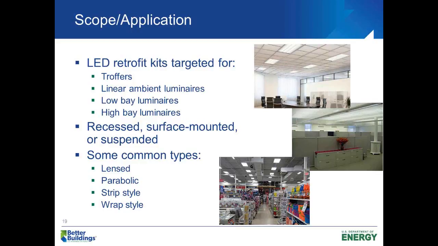For the purpose of this specification, LED retrofit kits intended for troffer, linear ambient, low bay, and high bay luminaires all fall within scope. Their application may be in recessed ceilings, they may be surface mounted, or even suspended. Some common types of luminaires may include lensed, parabolic, strip style, and wrap style, though these are not all inclusive of the variety of luminaires that are out there that would fit under this specification.